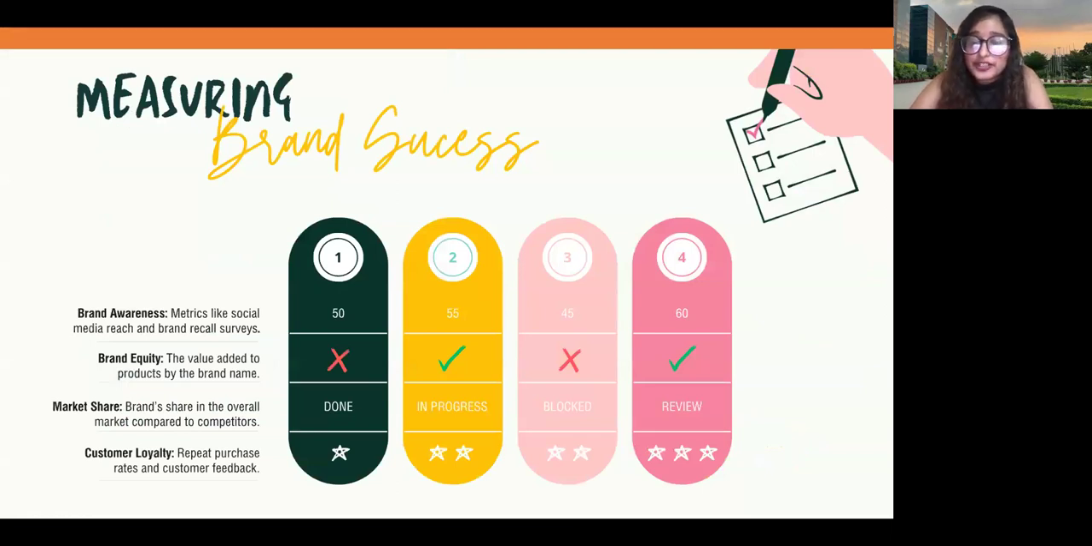Measuring brand success. After doing all these things, how would you measure your success, that your branding is working or not? Brand awareness is the first metric. You need to see if people are aware of your brand. It doesn't matter if you worked really hard on it and the logo design is very good and the typography is superb, if there's no awareness, there's no use of it. Brand equity is the value of the brand and your product. Market share: you need to see what your brand's share is overall in the whole market. Fourth, customer loyalty. Like we talked about, customers come back and buy your product again and again because you satisfy them.